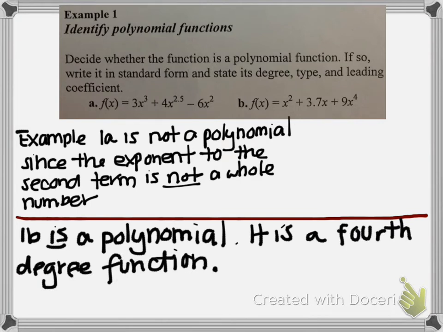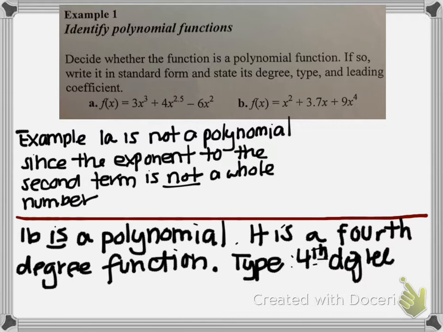In terms of type, this one will be considered a fourth degree function because we do have a name for a first degree polynomial. We call it linear. If it was a degree of 2, then we would say quadratic. Degree of 3 would be cubic. Anything after that, usually we just take the number in the corner and just call it that degree polynomial.